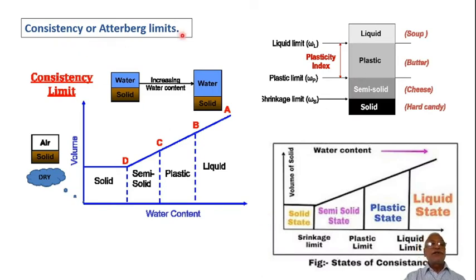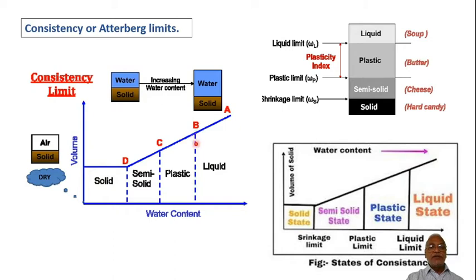Now consistency limits, to revise everything in one go. Whenever you define consistency limit, you make sure that you will be plotting this graph, water content and then volume. You will be having a curve like that, straight down, starting with point A, B, C, D, and then at D it goes horizontal. That is the minimum volume of the soil.